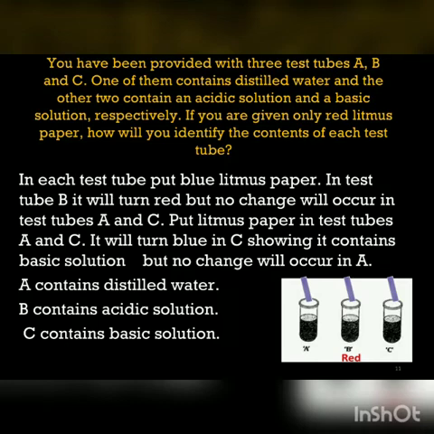In each test tube, put the blue litmus paper. In test tube B, it will turn red but no change will occur in test tubes A and C. Put the red litmus paper in test tubes A and C; in C it will turn blue, showing it contains a basic solution, but no change will occur in A. So A contains distilled water, B contains acidic solution and C contains basic solution.